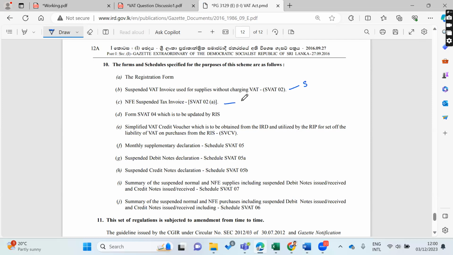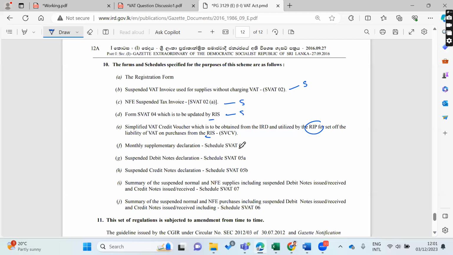And this is also a related supply. Then the form RIS needs to upload, and RIS needs to do this. It's a simplified credit voucher, which is obtained from IRD and utilized by the RIP. Then the RIP will approve that. The RIP approval part relates to RIP. In my system, first RIP needs to approve it.